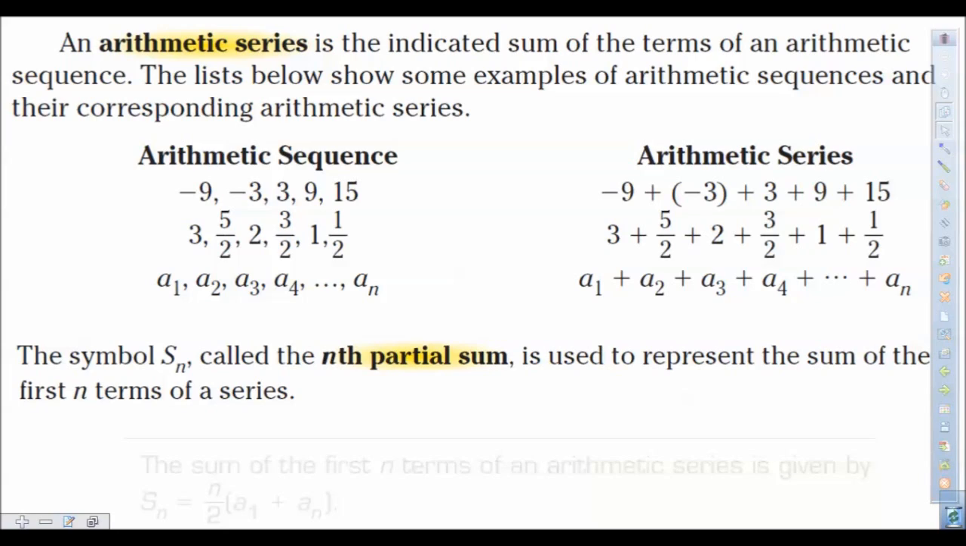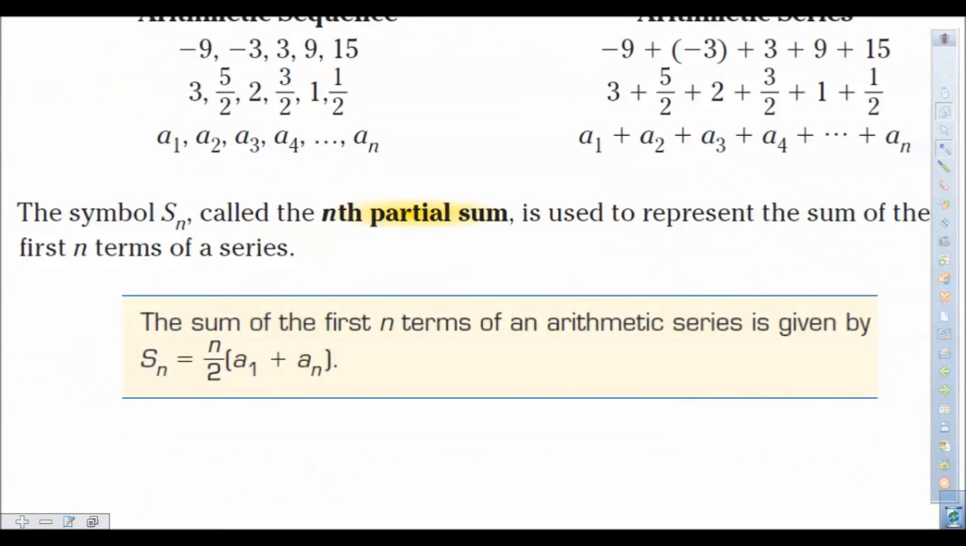We use this symbol S of n, which indicates the nth partial sum. So you'd be looking for maybe the sum of 30 numbers, the sum of the first 30 terms. You'd be looking for the 30th partial sum, S of 30. We have a formula for this, to find the sum of the first n terms of a series.